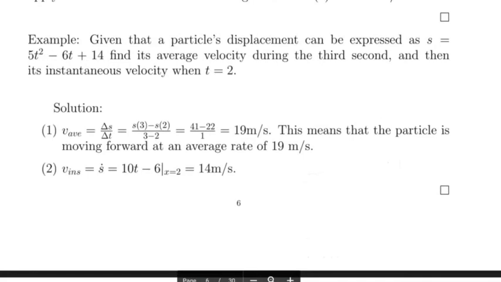Okay, let's take a look at one more example here. Given that a particle's displacement can be expressed as a function of time, we want to find its average velocity during the 3rd second, and then its instantaneous velocity when t is equal to 2. Now, it's important to catch this. The average velocity is the change in displacement over the change in time, without the limit. The limit is going to give us an instantaneous velocity. Without the limit, we get the average velocity.